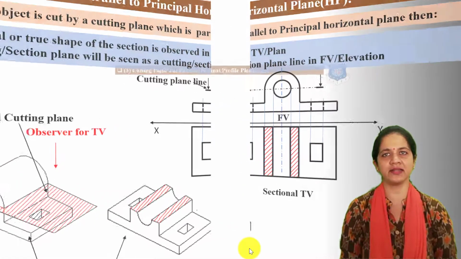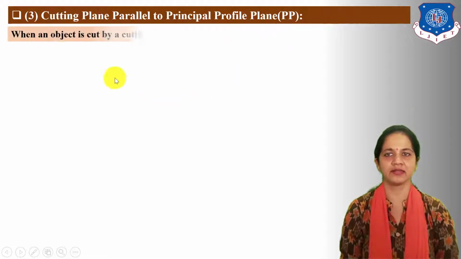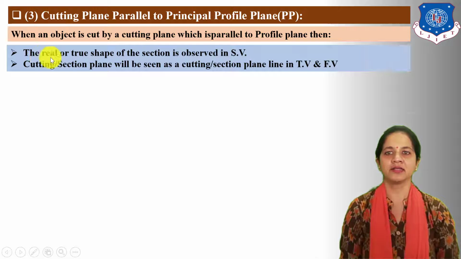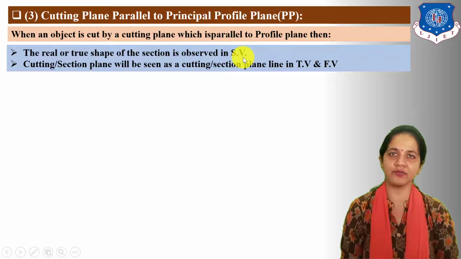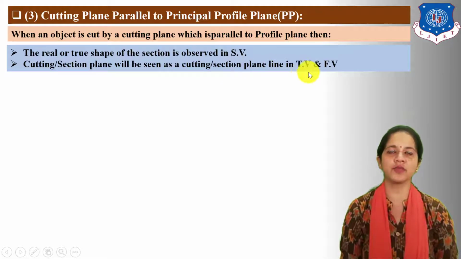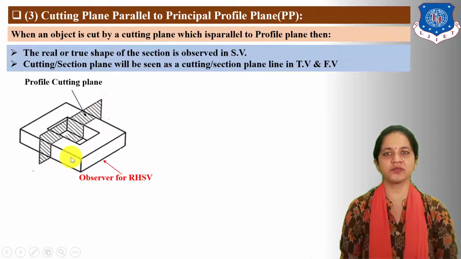Next, let us understand the third cutting plane, parallel to the principal profile plane. When an object is cut by a cutting plane which is parallel to the profile plane, then the real or true shape of the section is observed in the side view. The cutting or section plane will be seen as a cutting or section plane line in both the top view and front view. Here you can see this 3D object is cut by a profile cutting plane which is parallel to the profile plane.